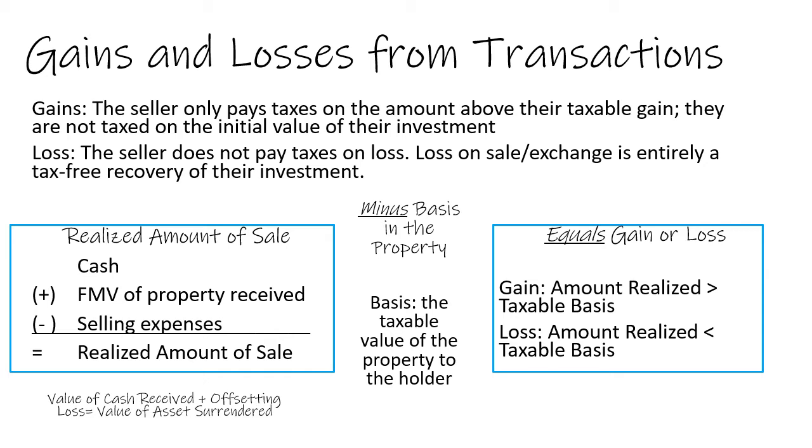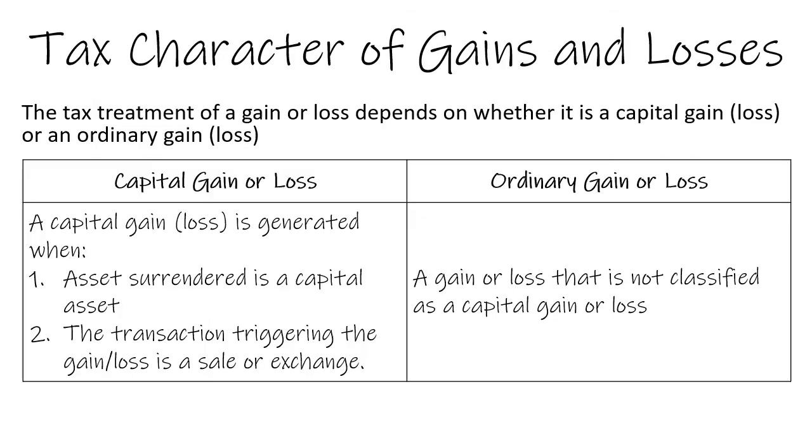A seller does not pay taxes on the loss. A loss on sale or exchange is entirely a tax-free recovery of their investments. The tax treatment of a gain or loss depends on whether it is a capital gain or loss or an ordinary gain or loss. A capital gain or loss is generated when the asset surrendered is a capital asset and the transaction triggering the gain or loss is a sale or exchange. An ordinary gain or loss is anything other than a capital loss or a capital gain.